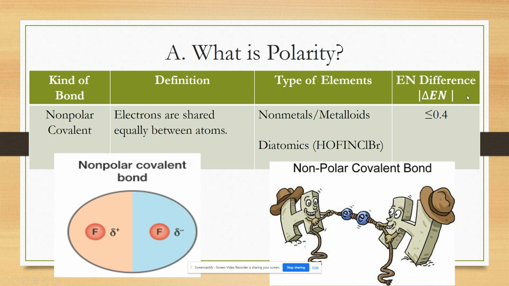One of the ways we can determine what type of bond is going to result is through the difference in their electronegativity. If we find their difference to be less than or equal to 0.4, we say that this is a non-polar covalent bond.